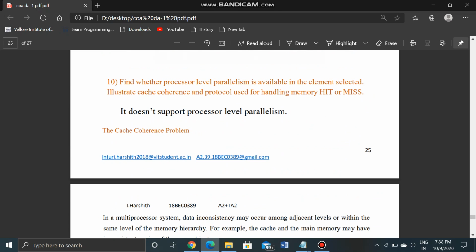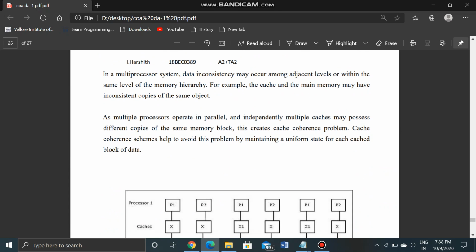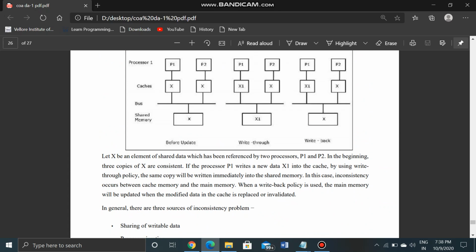So the 10th question is to find whether processor level parallelism is available in the element selected, and illustrate cache coherence and the protocol used for handling memory hits and misses. There are multiple processing elements, so the multiprocessor operates in parallel and independently. Multiple caches may hold different copies of the same memory block. This creates the cache coherence problem. Cache coherence schemes help to avoid these problems by maintaining a uniform state of each cached block. This is the block diagram. So this is before update, write through, and write back.